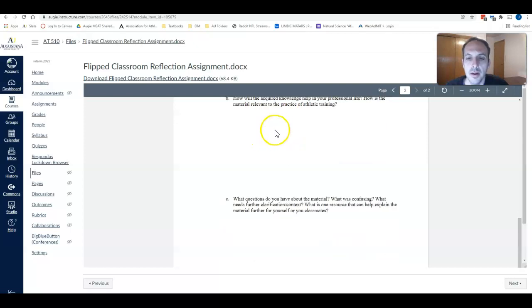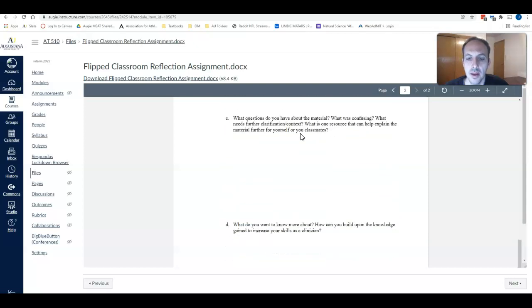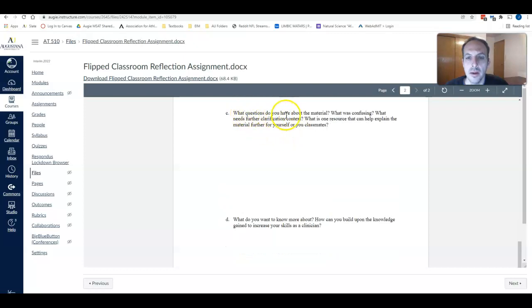How will the acquired knowledge help in your professional life? How is the material relevant to the practice of athletic training? Again, now trying to get into some application. And then with that, what questions do you have about the material? What was confusing? What needs further clarification or context? What is one resource that can help explain the material further for yourself or your classmates?